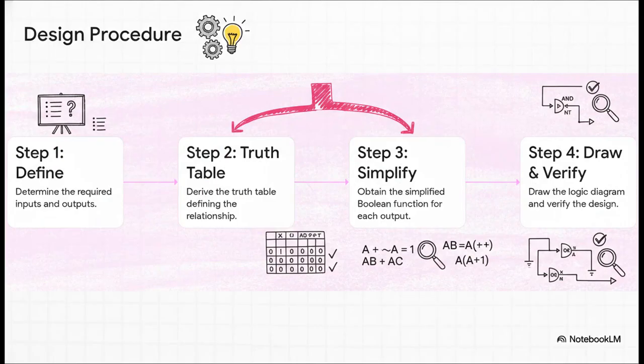And you know, engineers don't just throw these things together. It's a very clear-cut process. First, they figure out exactly what they want the circuit to do. Then, they map out every possibility in a truth table. After that, they use Boolean algebra to find the simplest way to get it done. And finally, they draw the actual diagram. It's a really neat journey from a simple idea to a physical circuit.